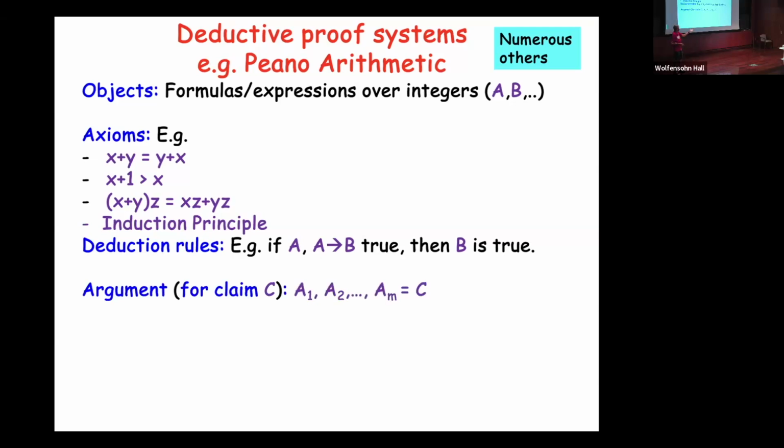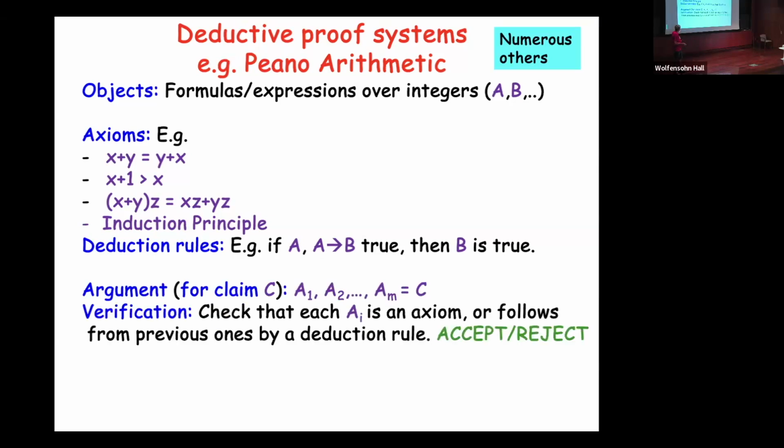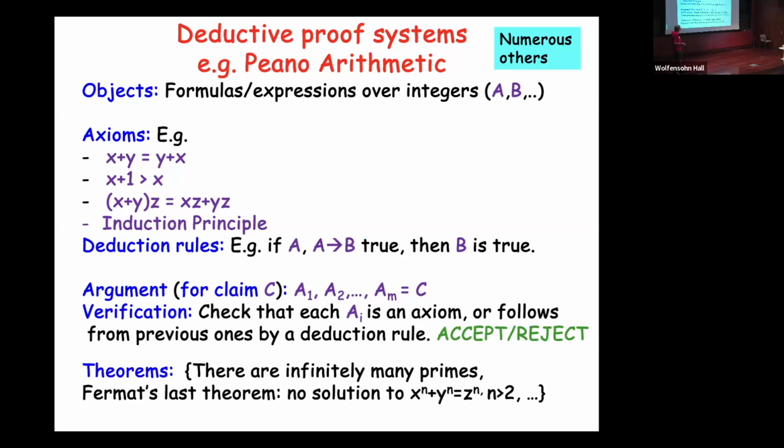Well, it's a list of other formulas, A1 through AM, such that, what the verification is doing, it just checks that you are doing only legitimate things. Every Ai is either an axiom or it is deduced from previous ones using a legal deduction rule. And again, accepting or rejecting, it's all syntactic, so it's efficient. What's the set of theorems in this proof system? Well, it's more interesting, right? There are infinitely many primes, Fermat's last theorem, et cetera, et cetera. But it's a proof system like the others.